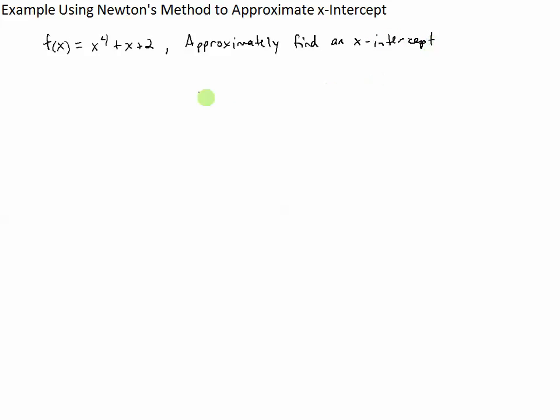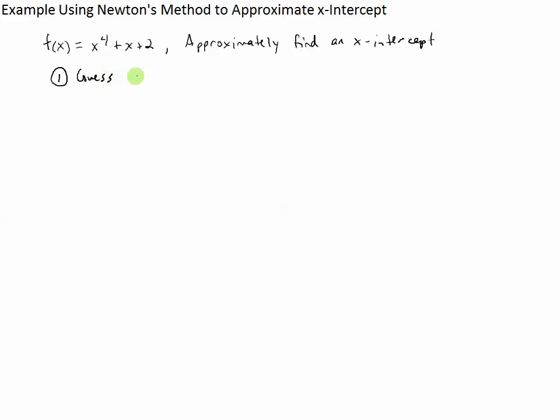By the way, that's equivalent to finding solutions to the equation x to the fourth plus x plus 2 equals 0. So finding an x-intercept of this function is equivalent to finding solutions or roots to this equation. So you could be asked to find roots of an equation, and you would want to think of it in terms of a function. So the first thing we want to do is start with a guess.